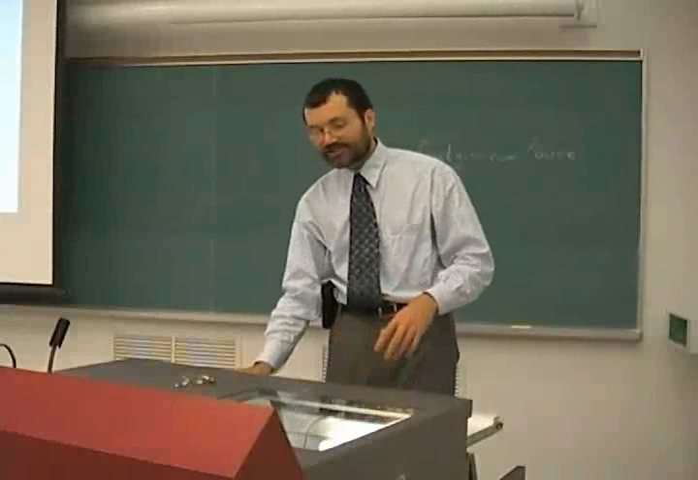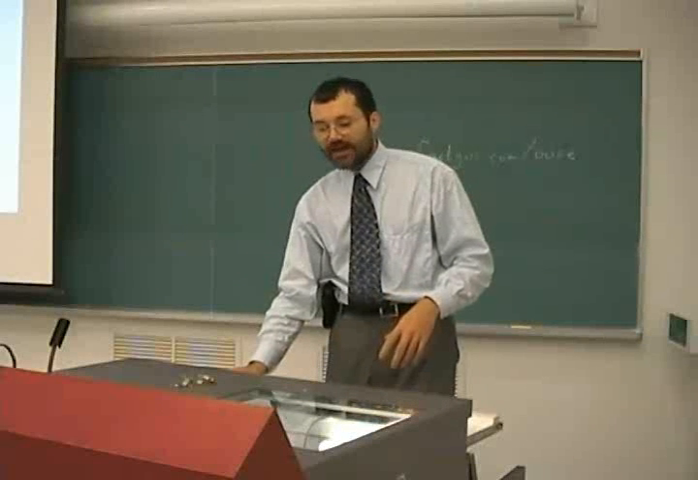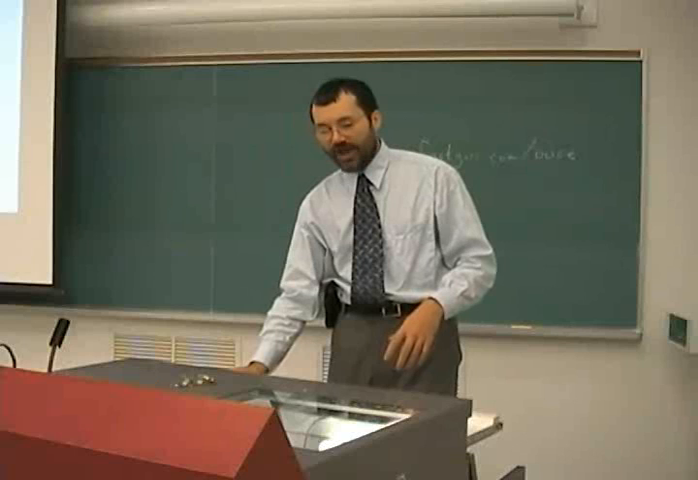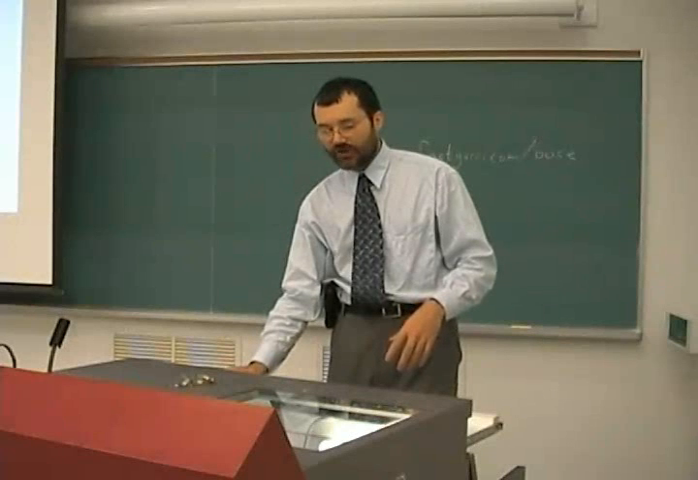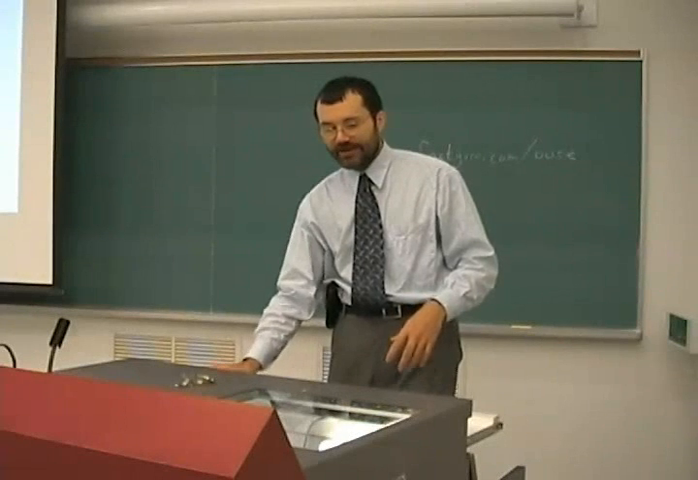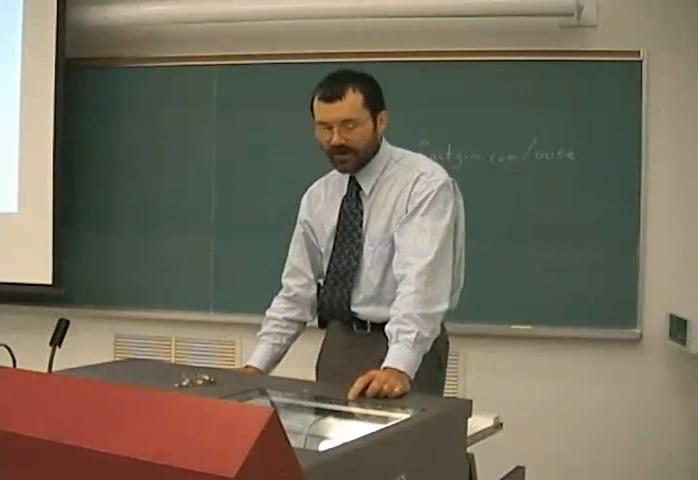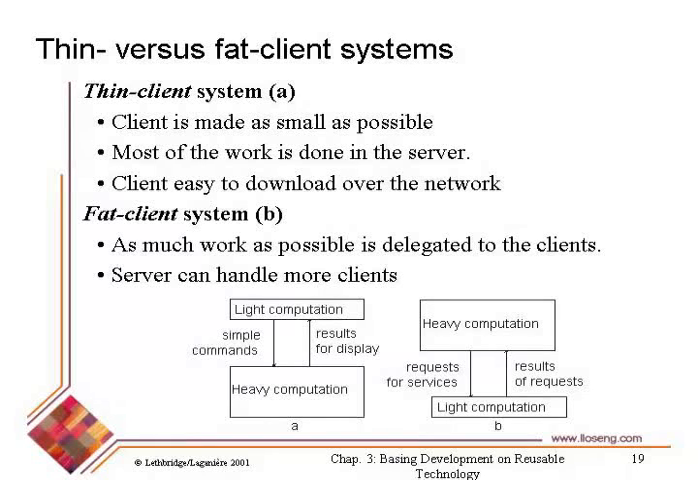We can illustrate this diagrammatically, showing more work for heavy and less work for light. So A is a thin client at the top, and B is a fat client at the top.